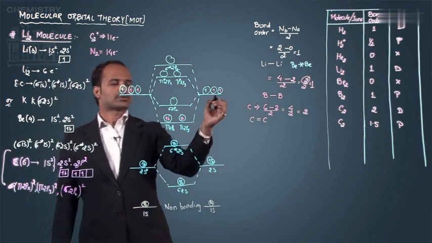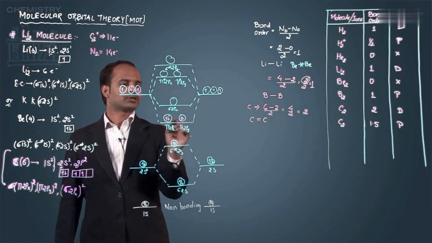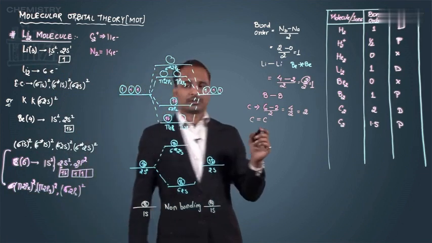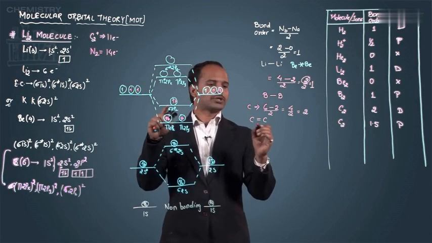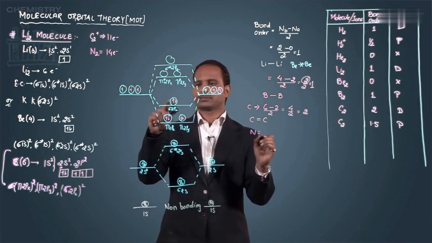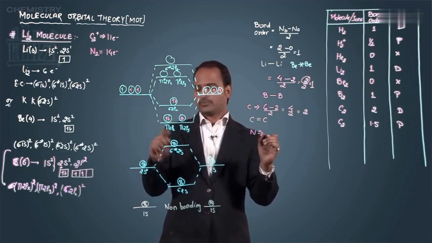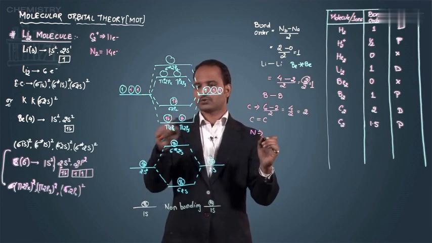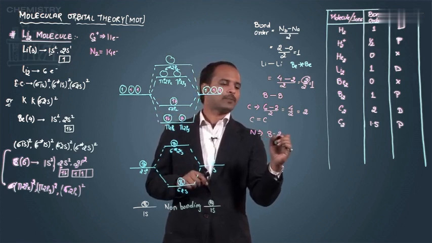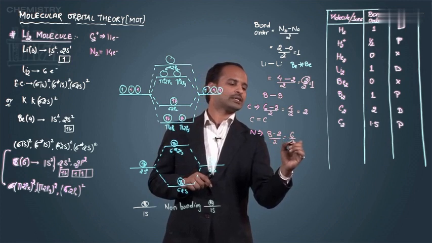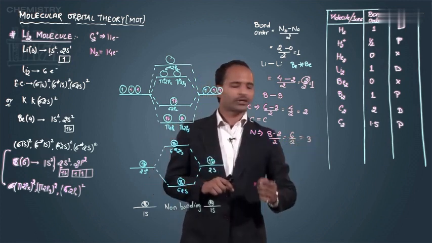So 3 electrons, that is total 6. Out of 6, 2 will be here, 2 will be here, and the left 2 are here. So in case of nitrogen, the bond order is: total bonding electrons is 2 plus 2 plus, that is 8, 8 minus 2 upon 2, that is I can say 6 upon 2, that is equal to 3. So bond order is 3.